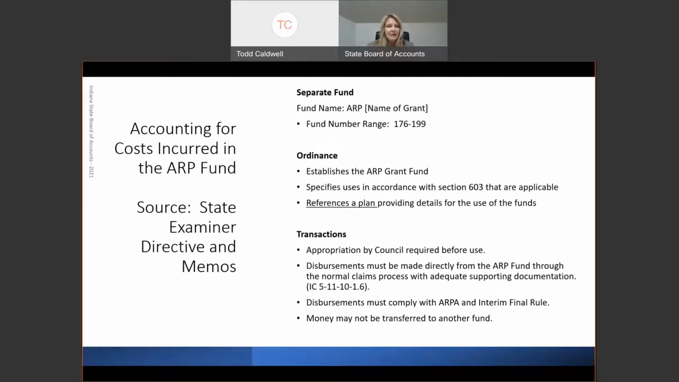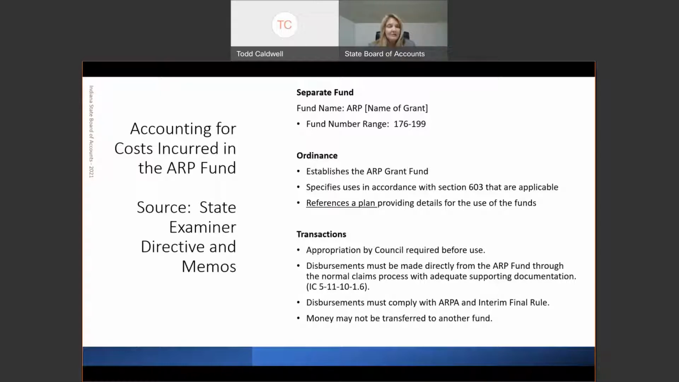Okay, on the next slide, I just wanted to talk a little bit. Most of this is in the state examiner directive and that accompanying memo that was on the previous page. I'm sure all of you probably know this now, but this is a review, so we'll just talk about it briefly. ARPA money is supposed to be put into a separate fund. It should be the fund name ARP and then the name of the grant, state and local fiscal recovery funds. Fund number range is 176 to 199. The fund should be established by ordinance, and the ordinance should specify the uses in accordance with Section 603. That would be those 4 major categories that we talked about at the very beginning. And then your ordinance should also reference your local plan that will provide the details for the use of the funds.